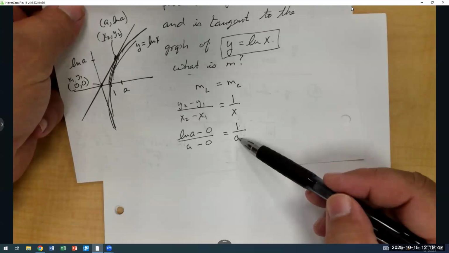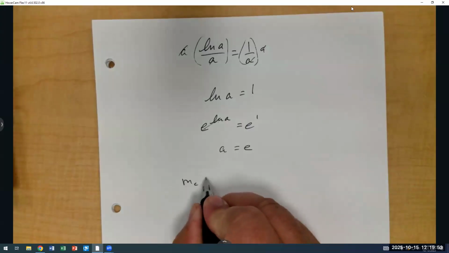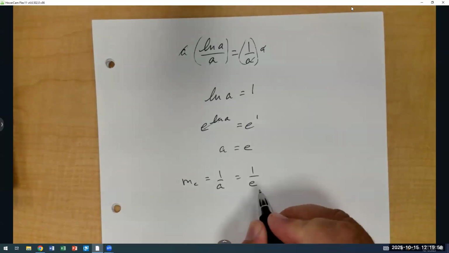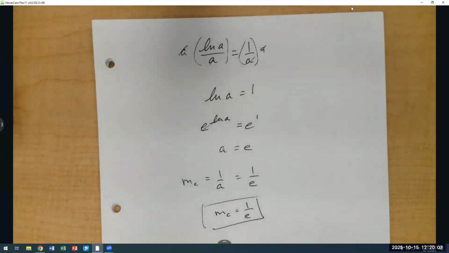Now, the slope of the curve is 1 over a. So the slope of the curve is 1 over a. Well, a is e, so the slope is 1 over e. So that just deals with exponentials and logarithmic equations.